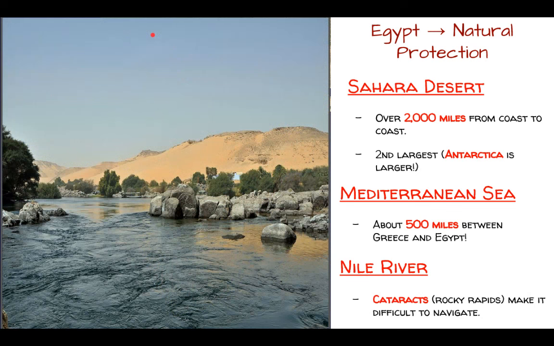We have different sets of rocky rapids known as cataracts throughout the Nile, which makes it difficult to navigate from one place to another. So even when you do get into Egypt and you want to utilize the best natural resource, which is the river, if you're a foreigner, it's going to be very difficult to navigate the Nile River because you don't know the correct routes or ways around these cataracts, and you might ground your ship and wreck your ship. So this is a difficult place to navigate, and it's going to protect Egypt from foreign invasions for a very long period of time.